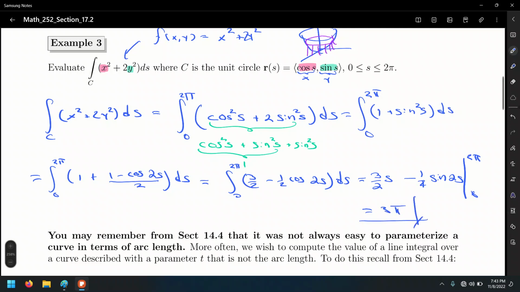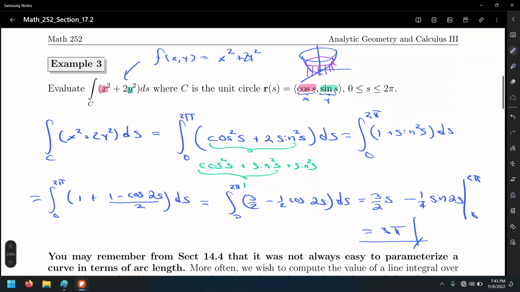So that's the area of the curtain created by that unit circle when intersecting this parabolic surface. All right. It's an elliptic parabolic surface.